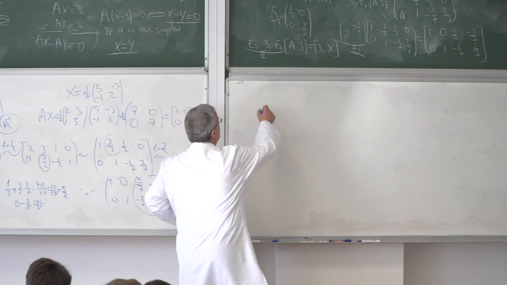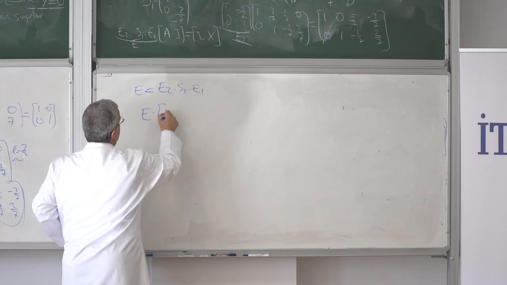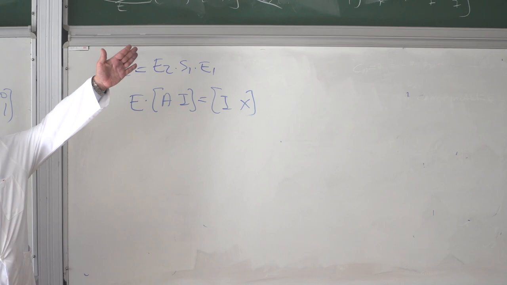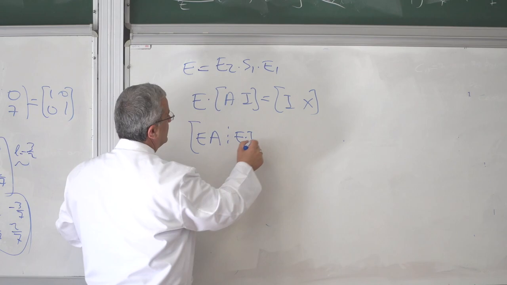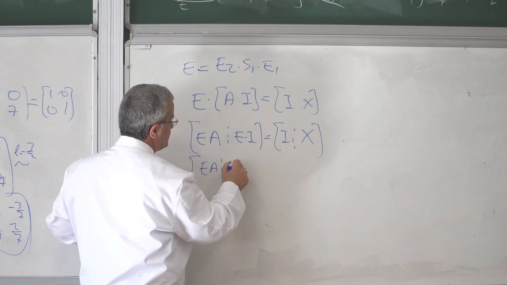Now, what is this E? If you call in this order, S1, E1, okay, E times A inverse is equal to I X. This is what we obtained, isn't it? We did it together. It's all there up there. So let's do this multiplication. So what do you have blockwise? E times A and E times identity is equal to identity and X. What is E times identity? It's E, right?